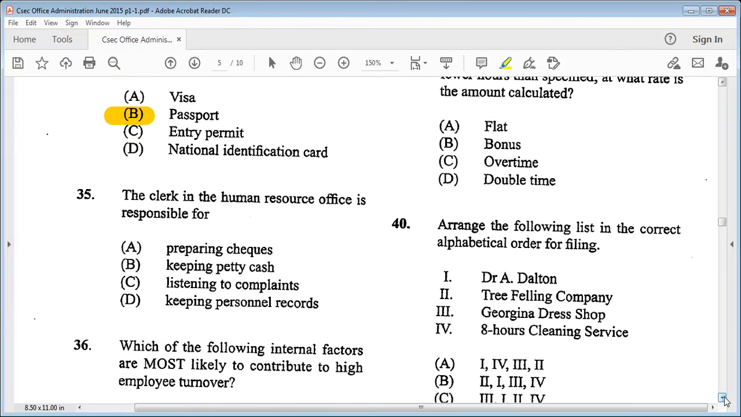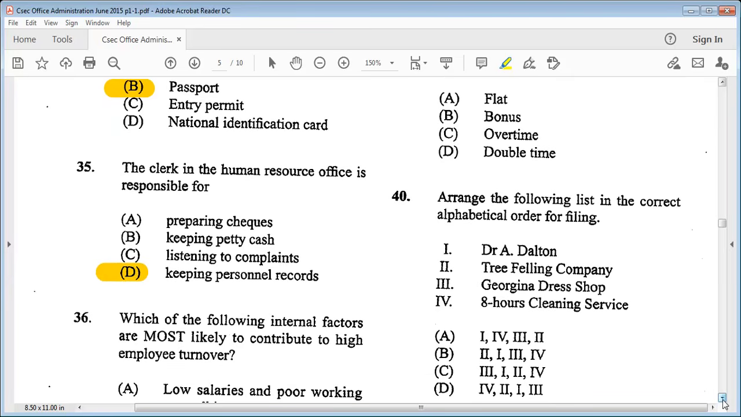Let's go on to 35. It says, the clerk in the Human Resource Office is responsible for A, preparing checks; B, keeping petty cash; C, listening to complaints; or D, keeping personal records. We know our answer. The clerk in the Human Resource Office is responsible for D, keeping personnel records.